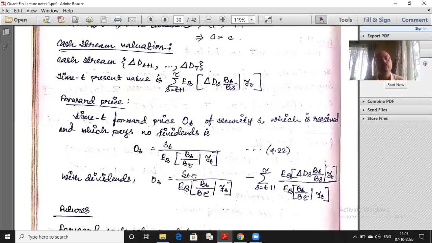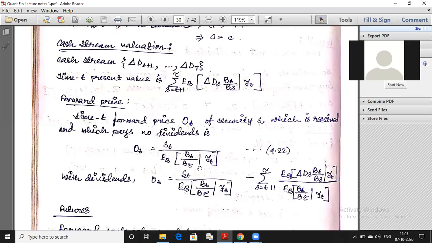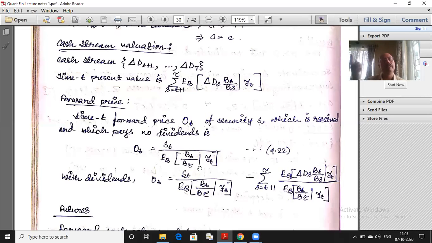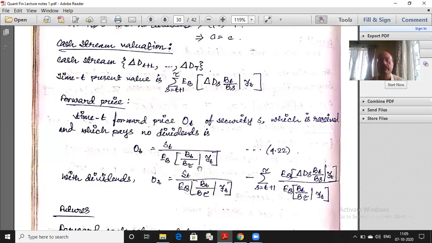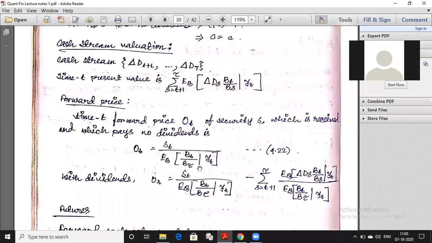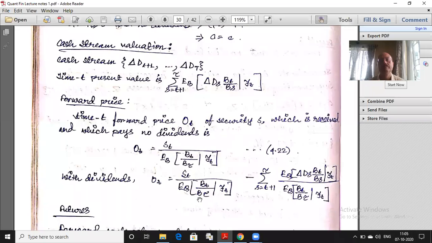So is this clear to all of you? How do I value something at a future time point? Sir, what is tau here in this definition? Tau is the time point where I want to see the evaluation. Okay, that's anything between t and capital T. That is somewhere between t and capital T. Okay, okay.